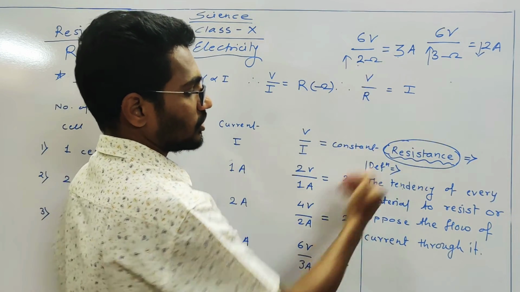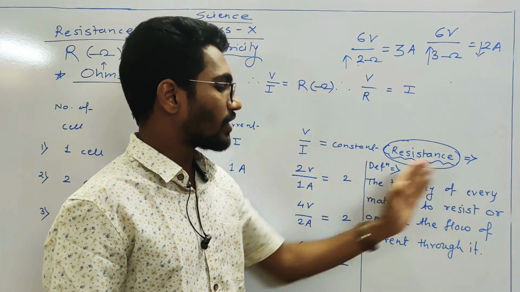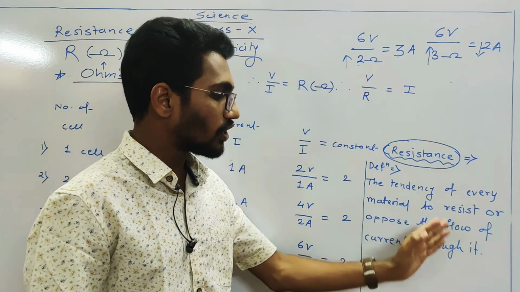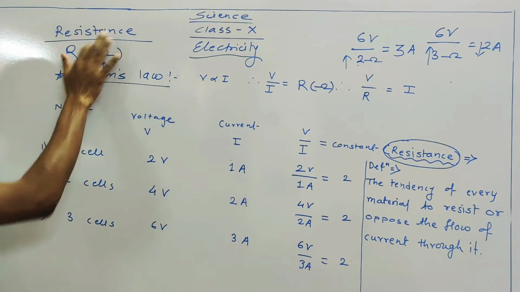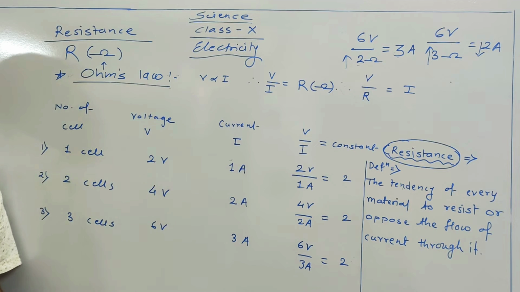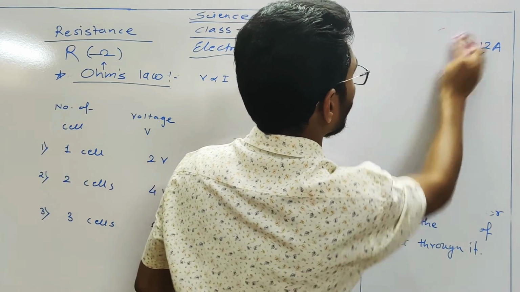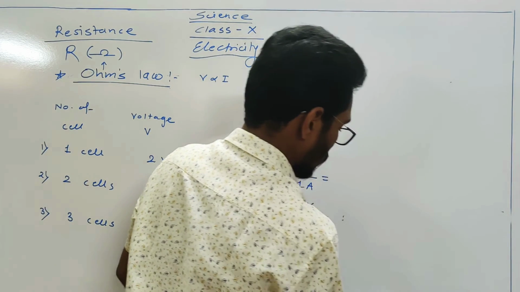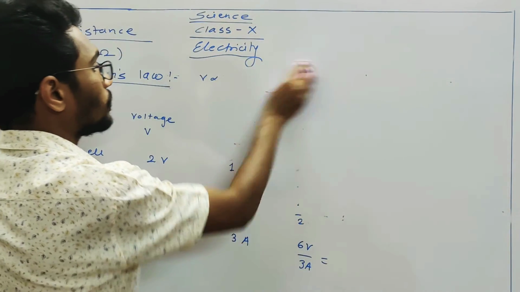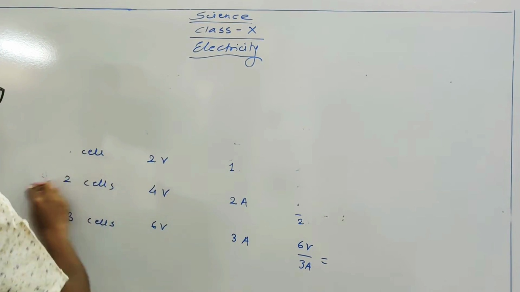That is nothing but your resistance, the tendency of every material to resist, or we can say oppose the flow of current through it. So this is nothing but your new quantity called as resistance, which is given by Ohm's law. Hope you understand. Okay, so we'll get the new quantity from this particular law called as Ohm's law, which is the most important topic from this chapter.